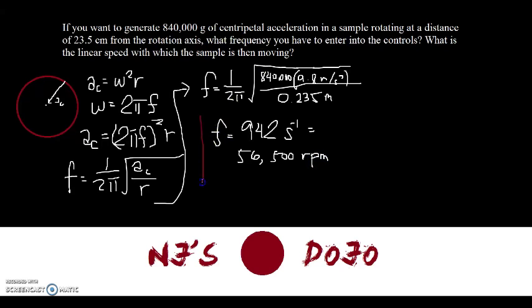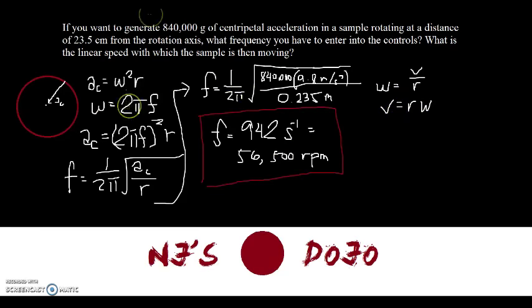And basically that's how you get the frequency of the problem. Now the second question is asking for the linear speed with which the sample is then moving. And then we have to take into consideration the kinematics, the things we've learned before. So now we know that angular velocity is also equal to velocity over radius. So since we're looking for velocity, we can simply derive a working equation of angular velocity multiplied by the radius.